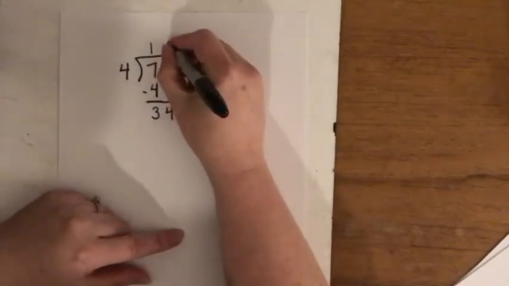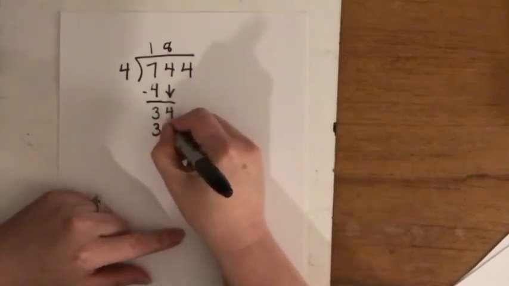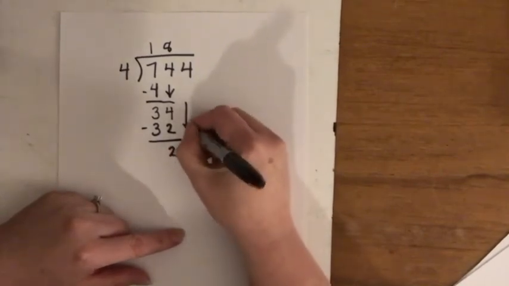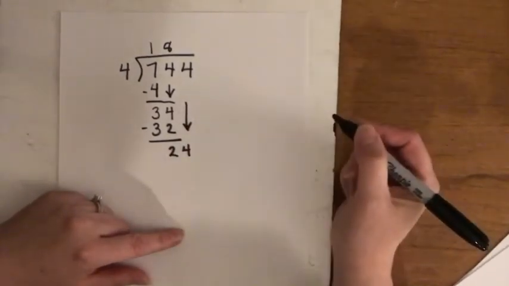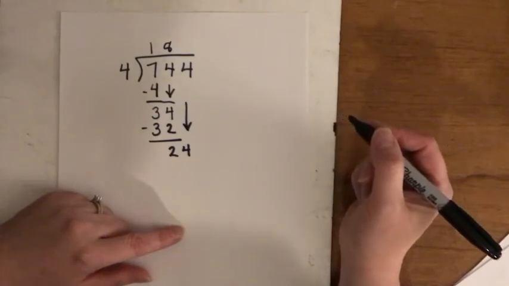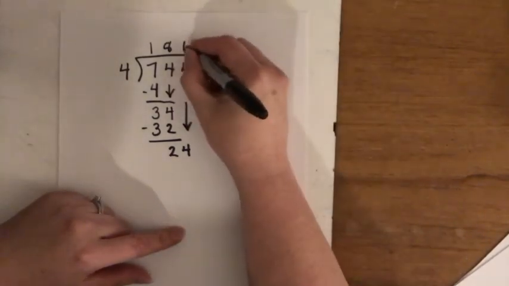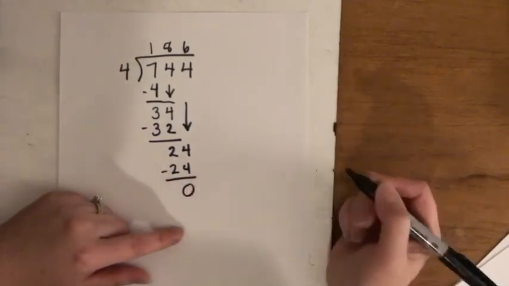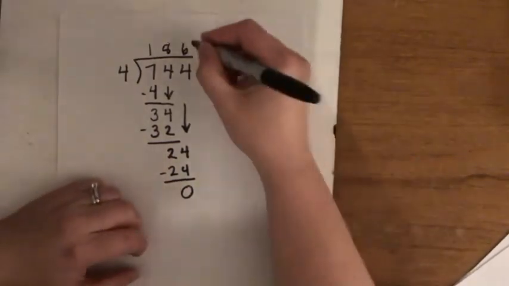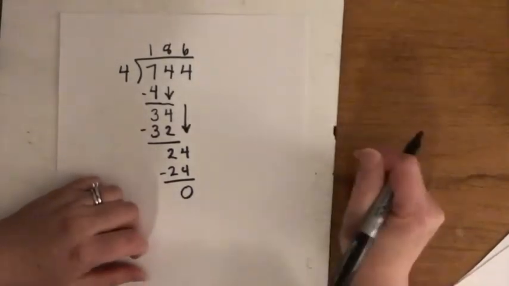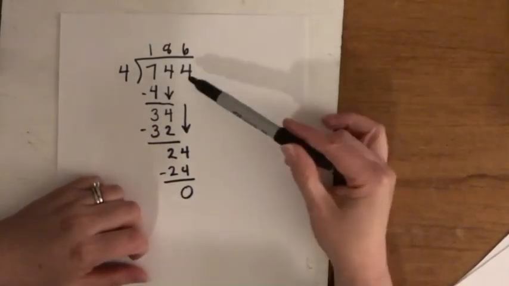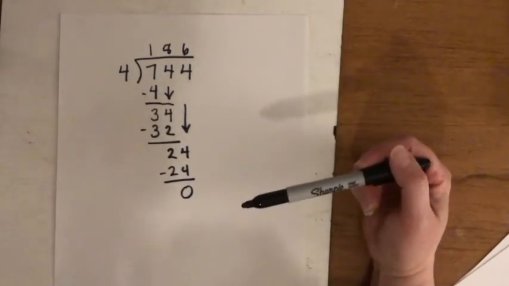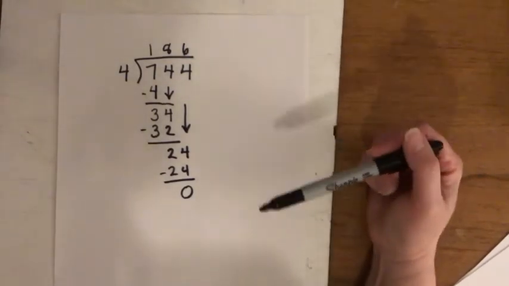So that was 8. 4 times 8 is 32. Subtract, I get 2 groups of 10. Bring down my 4 ones, 24. 4 times 24 is a math fact. I even know that one. 6 times 4. 6 times 4 is 24. And I subtract, and I end up with nothing. And if I don't have a remainder, I don't need to put an R0 up there. We just leave it be. So if you have 744 baseballs and you're dividing it amongst 4 teams, each team is going to get 186 baseballs.